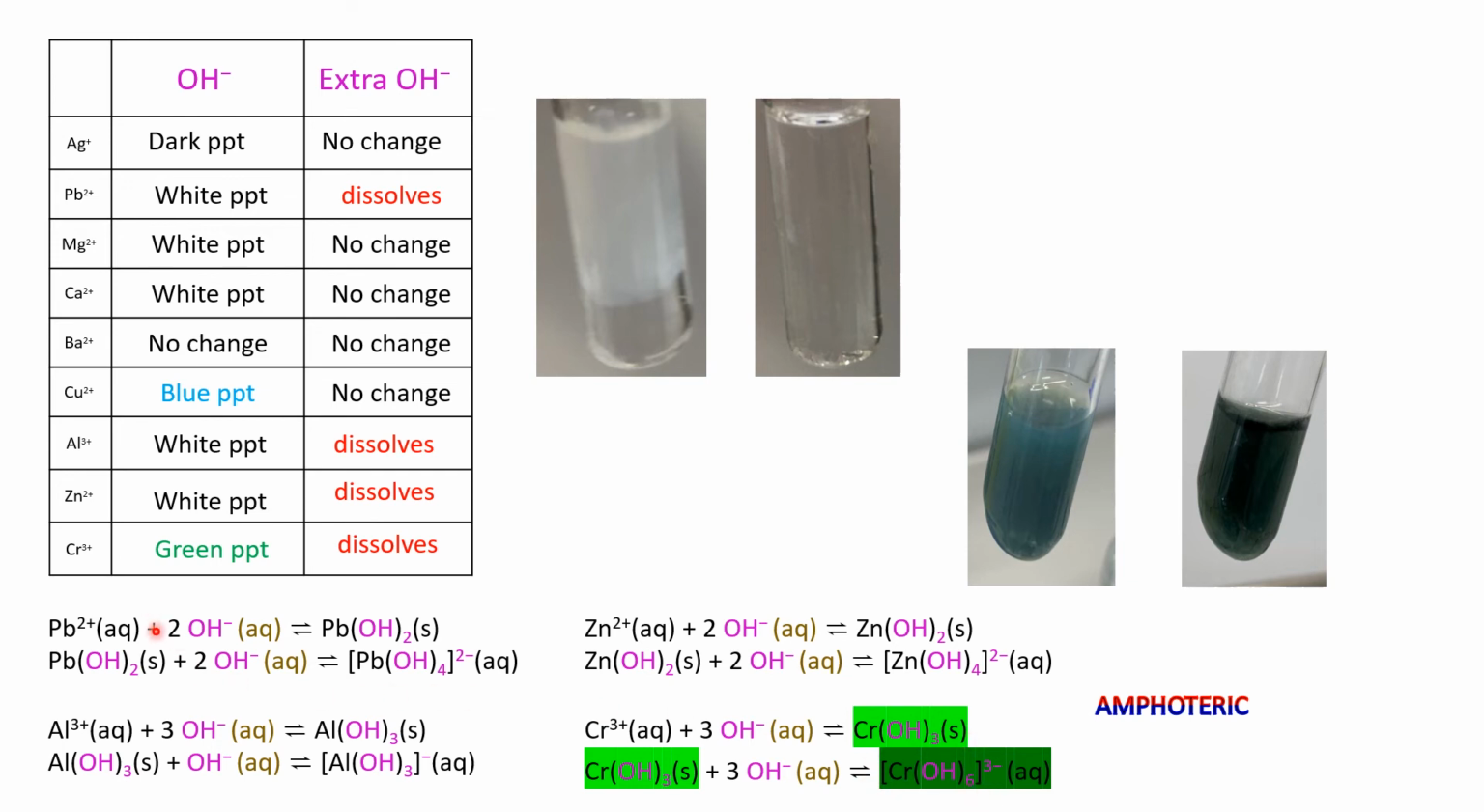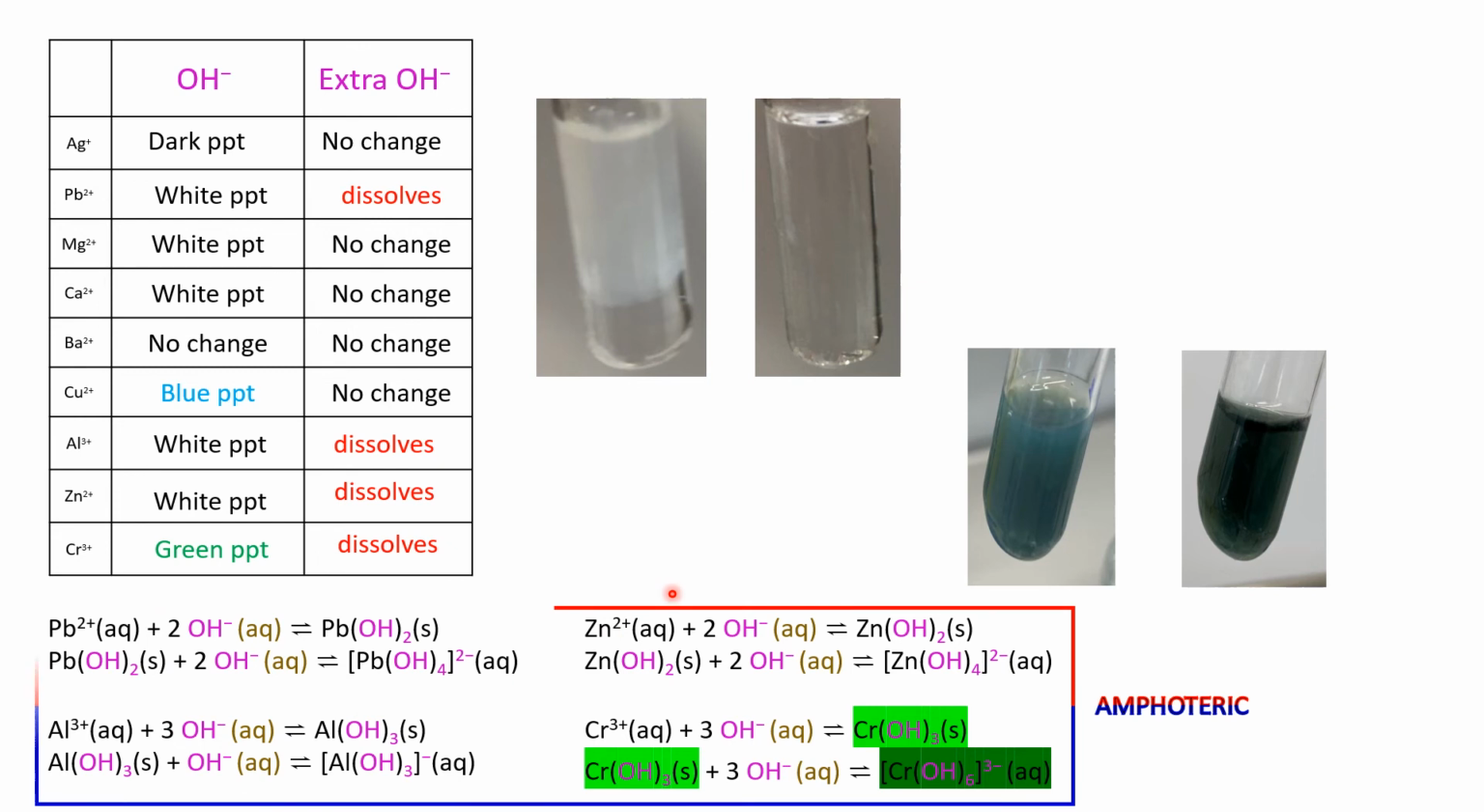Okay, all 4 of these ions are amphoteric, which is why they behave like this. One characteristic of amphoteric ions is that when you add hydroxide, they will initially precipitate out the insoluble hydroxide, but then they will react with further hydroxides to give you these anions, which are soluble. Okay, lead, zinc, aluminium, and chromium 3+, all amphoteric.